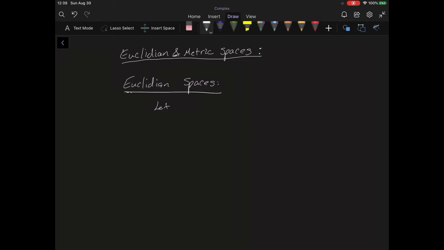In order to do that, we're going to have to talk a little bit about some prerequisites, and then at the end we can conclude and define fully what a Euclidean space is.